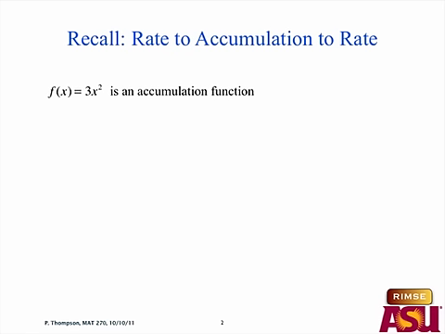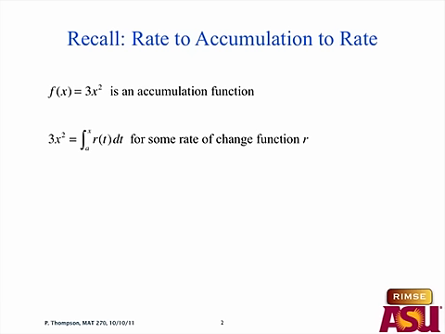Yeah, so it would be the integral from a to x of the rate function, right? The rate function, R(t) dt. So if 3x squared is an accumulation function, then it's equal to the integral from a to x of R(t) dt. What does R(t) times dt represent? What does that give you?